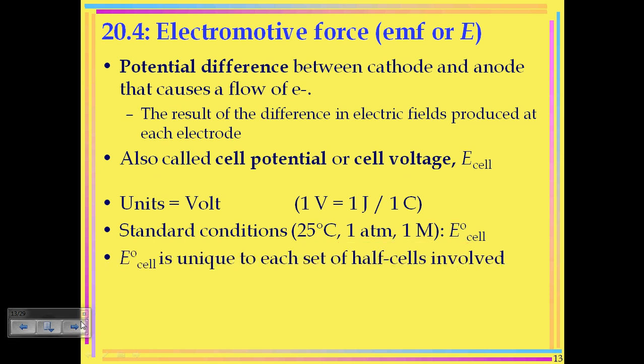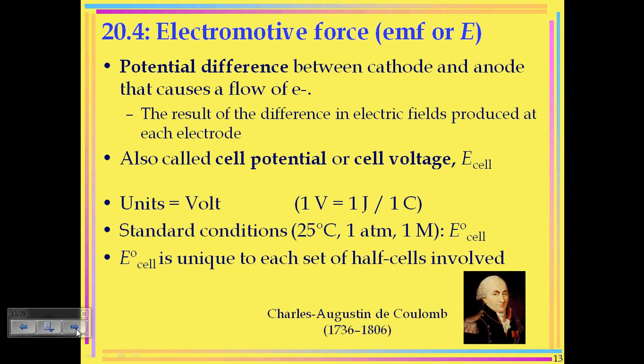Cell potential is unique to each set of two half cells that are involved. So for copper zinc, you'll always have the same cell potential. If you have a silver copper cell, then you will have a different cell potential as compared to zinc copper. But for silver copper, you'll always have the same potential under similar conditions.